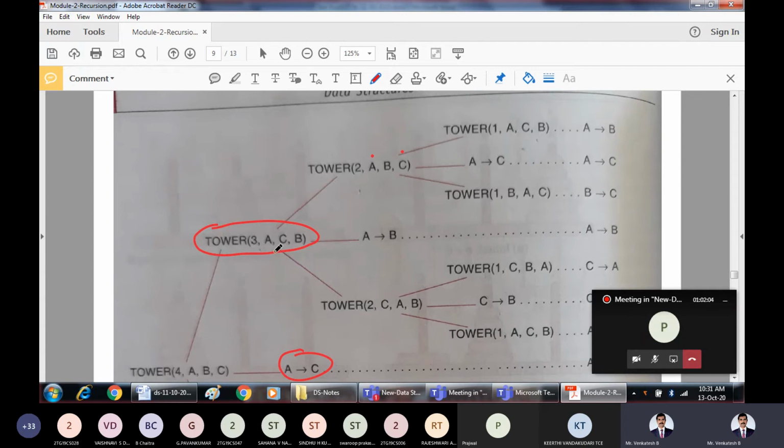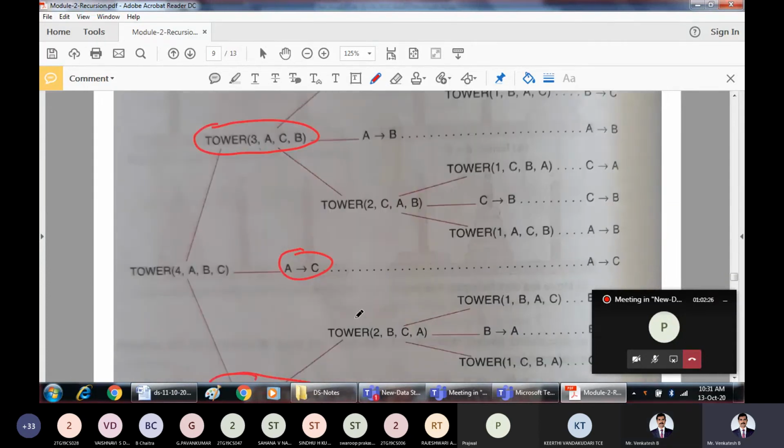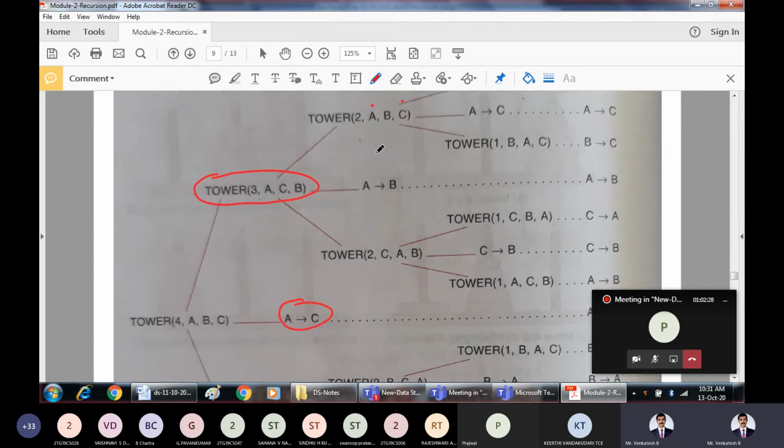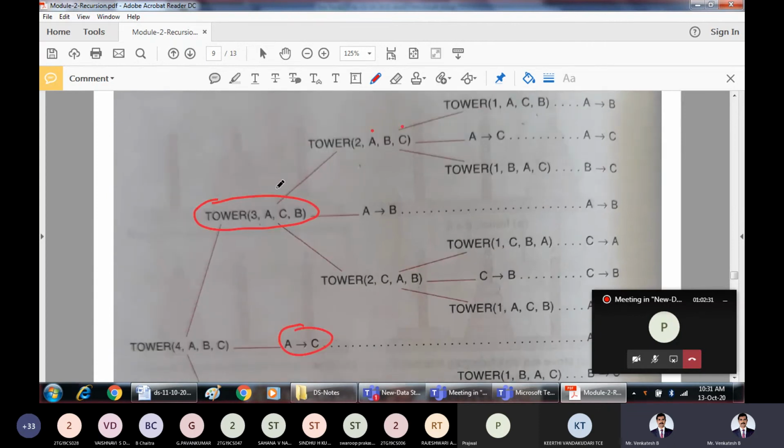Next, what is the third step? Take those n minus 1 disks and move them from auxiliary to the destination. What is auxiliary here? Auxiliary here is C and destination is B. So simply what I have to write: move them from C to B, keeping A as the auxiliary. This recursive step itself I have to write like this. Every time the auxiliary, source and destination will keep on changing. And this is the exact final movement, right?